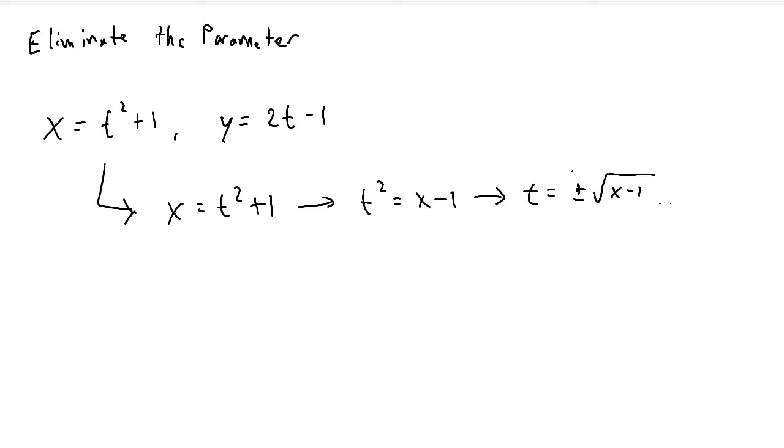So now that I've found t, I can plug that into my y equation. Then y is going to equal 2 times what I found for t, so plus or minus the square root of x minus 1, minus 1, and that is the final answer.